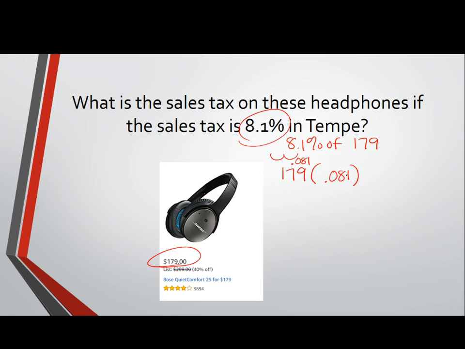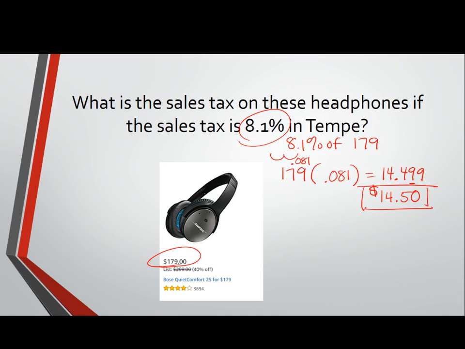And when I do that, I get 14 point, and it says 499. So since I'm doing money, I want to round to 2 decimal places. So looking here, if I look to the right, it's higher than 5, so I'm going to round this up. So it ends up being $14.50. So that's how much I'm going to pay in tax.